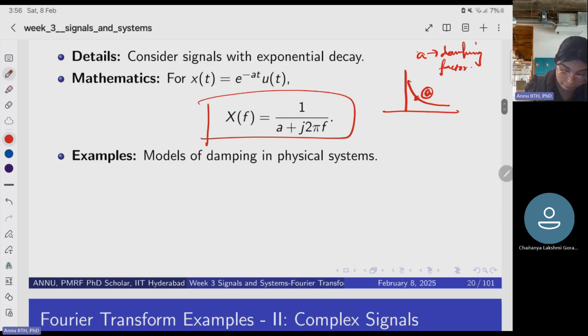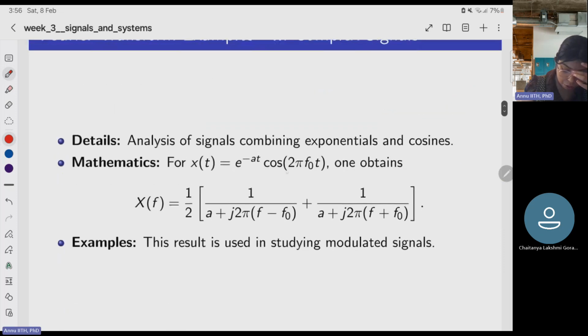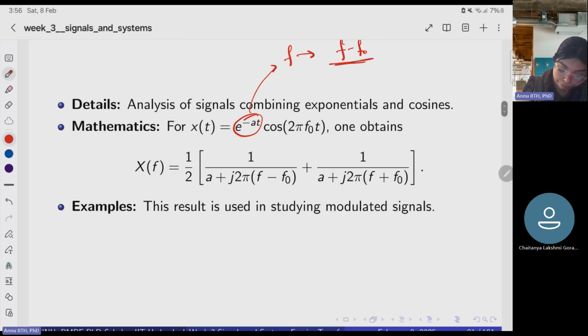Okay, complex signals. So e^(-at) cos(2π f0 t). This is giving the frequency translation. It shifts the frequency from f to f minus f0, as you can see from here.